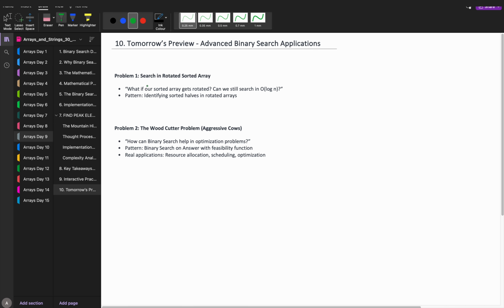Next, tomorrow, because that was the agenda that we have covered for this particular session. For tomorrow, we'll be working more around advanced binary search and applications. Okay, search in rotated sorted array. We will see, it is also another version of an unsorted array. But because we are calling it a sorted and rotated array, obviously there is some hint. So we will try to see how we can solve these things.